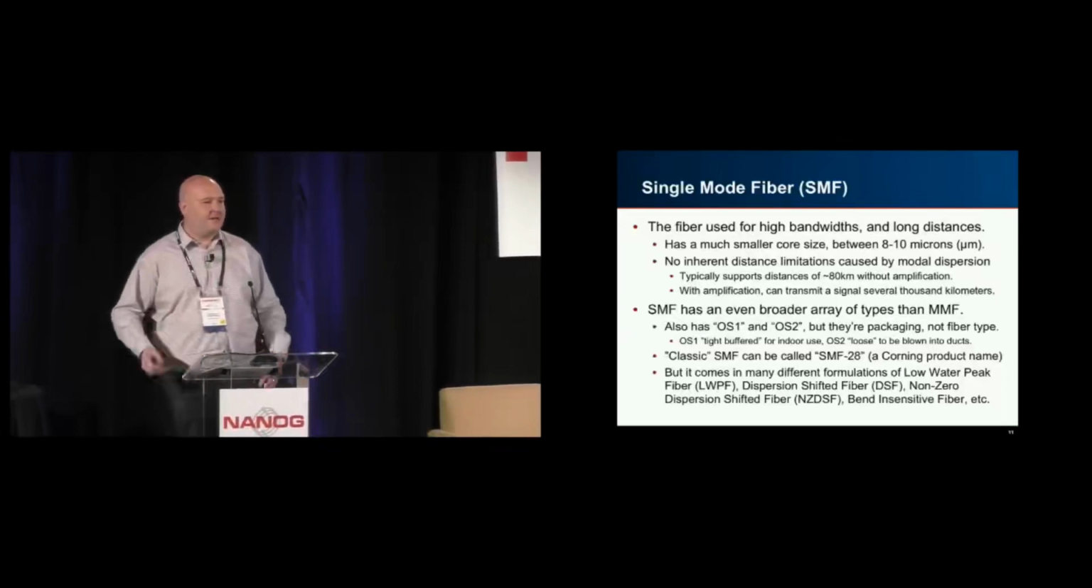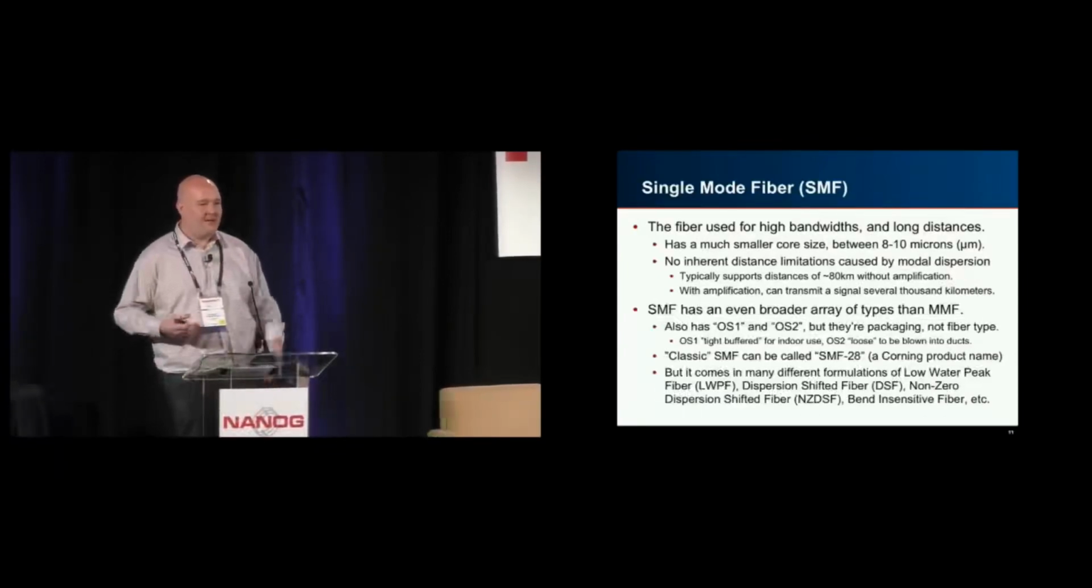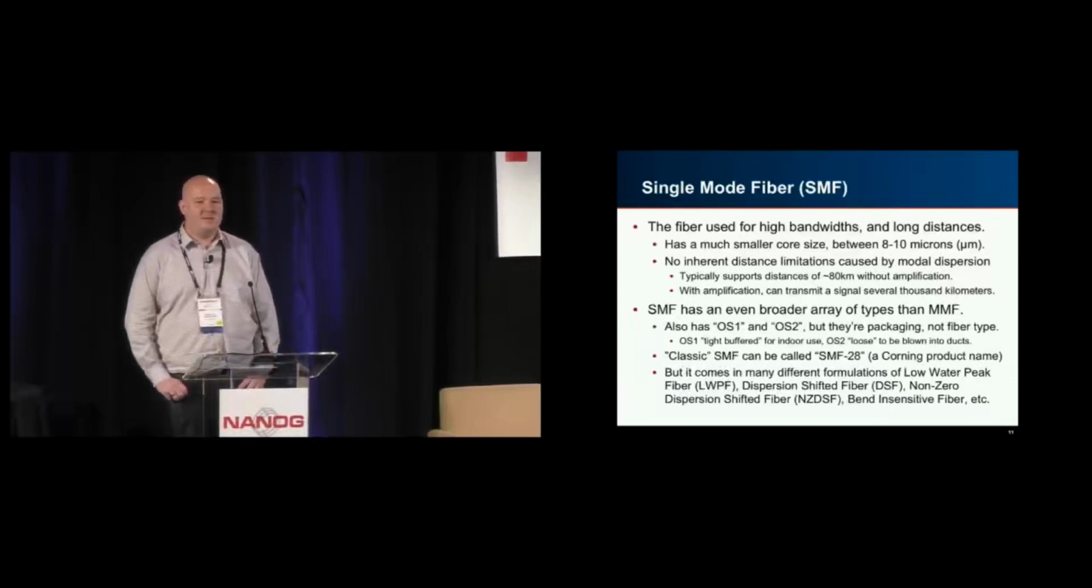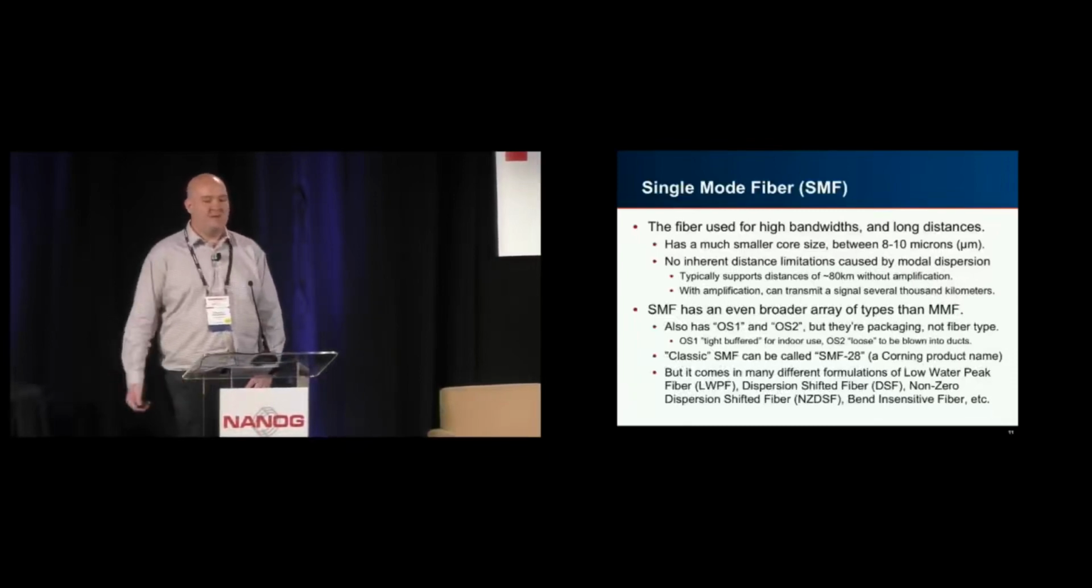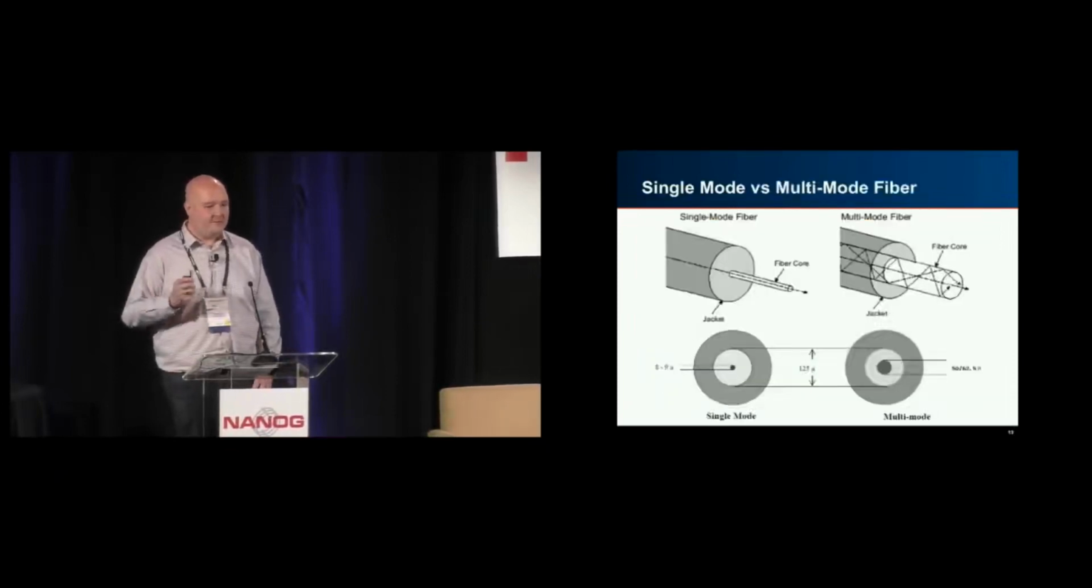It's your standard patch cables is what you would see for indoor use. And OS2 is loose, and it's designed to be blown into ducts, so that when they have a duct and they lay new fiber into it, you blow it in with air. So your classic SMF, kind of the most common product that's out there, is what's called SMF28. That's actually a Corning brand name. It's not a standard. But there's lots of others. There's low water peak, dispersion shifted, non-zero dispersion shifted, bend insensitive. There's tons and tons of variants because this is the most prevalent type of fiber out there.